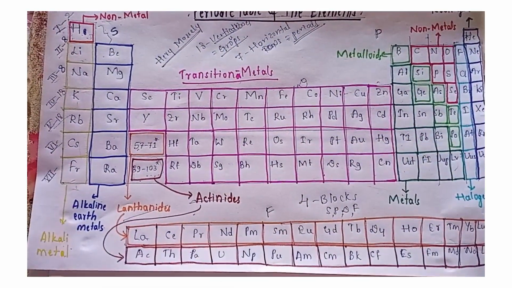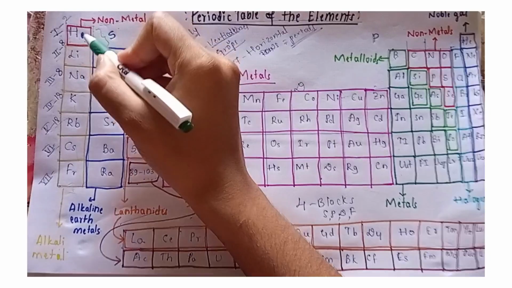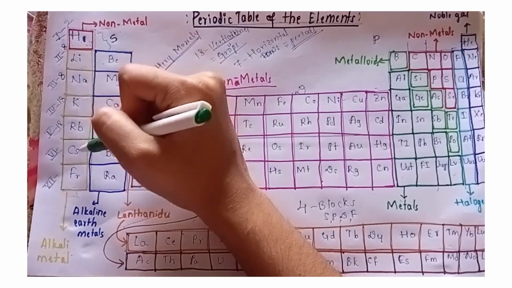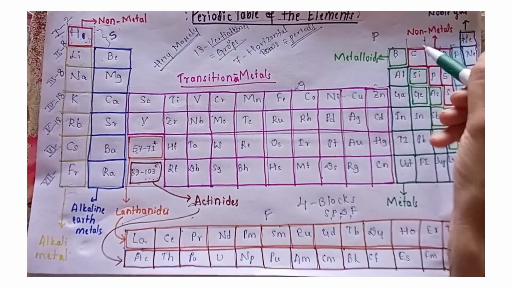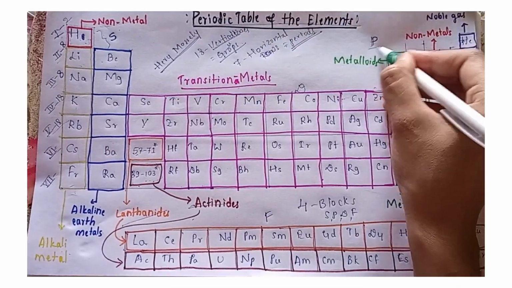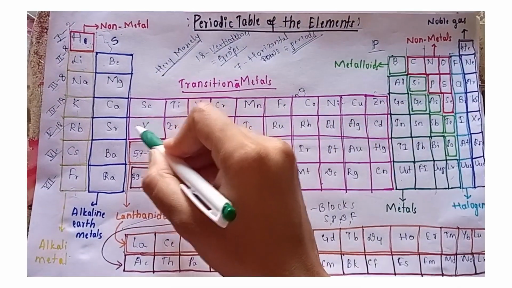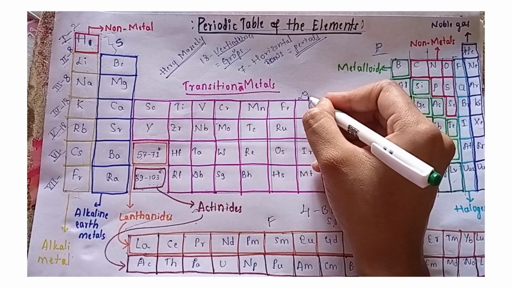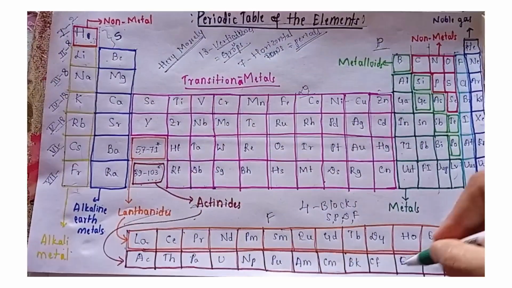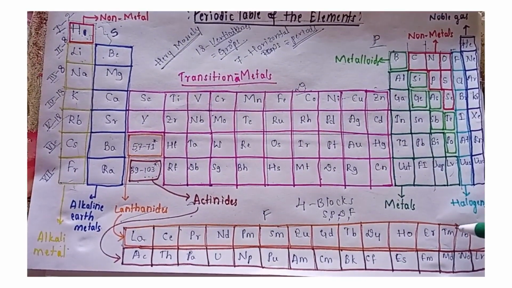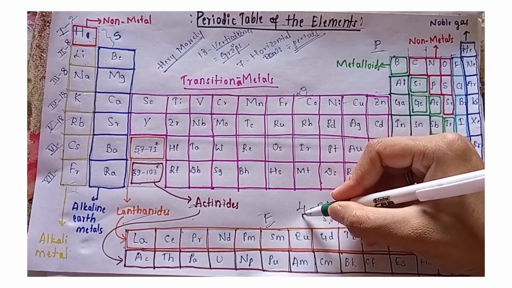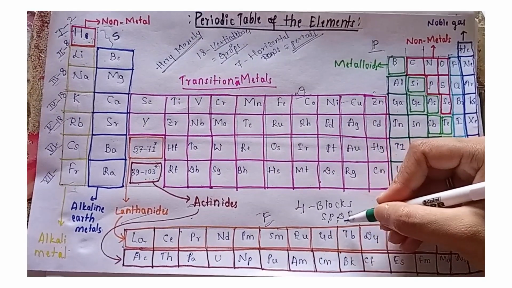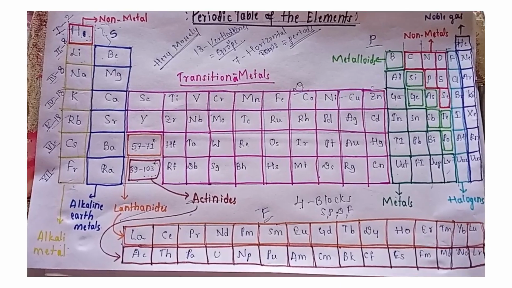The whole periodic table is divided into four blocks. Firstly, these two columns are called the S block, and these columns are called the P block. And this pink color, the transition metals, are called the D block elements, and below, the two lines are called the F block. So there are totally four blocks, mainly the S, P, D, F blocks.